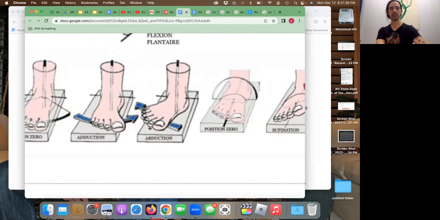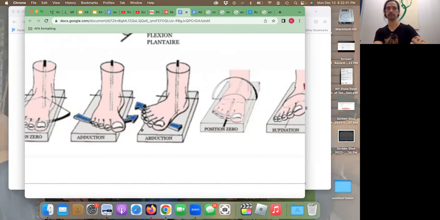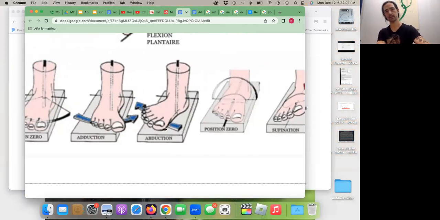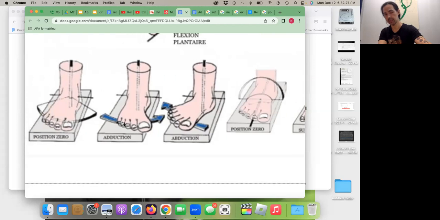Oh yeah, abduction and adduction of the ankle. Yeah, so abducting is away from the midline, and adducting is towards the midline. You could use the big toe and draw an axis down the center of the tibia, and taking the toes out away, seeing which way the big toe is pointing is abduction. Looking at the movement of the big toe and the other toes toward the midline is adduction.